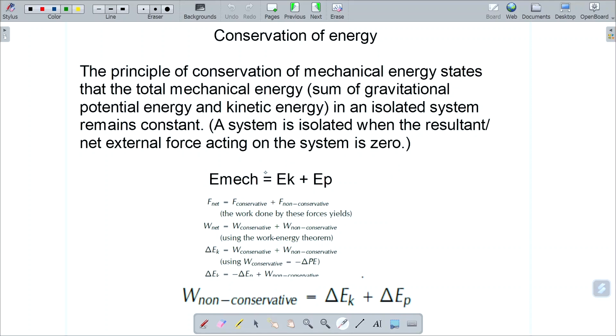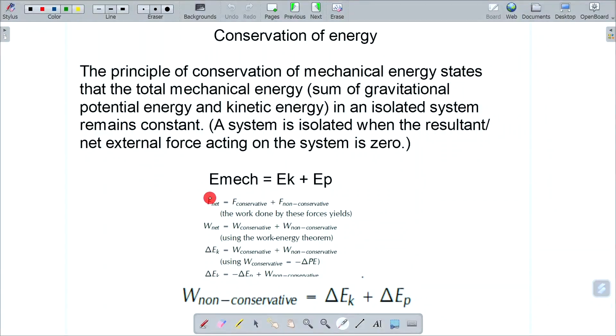Right. Now, in a previous lesson, we saw that the net force is equal to the sum of all the conservative forces and all the non-conservative forces. So conservative forces such as gravitational force, non-conservative forces such as friction and applied force. When we add all of these up, then we find the net force that acts on an object.